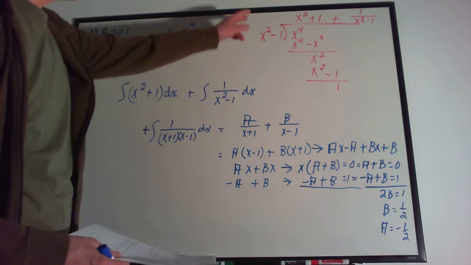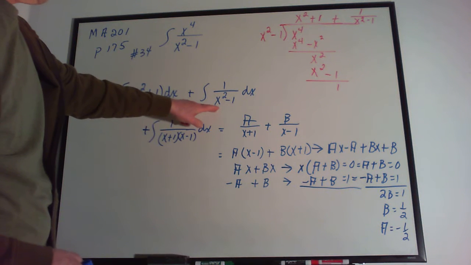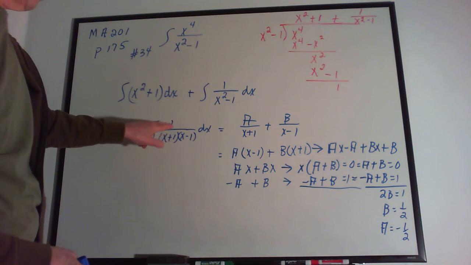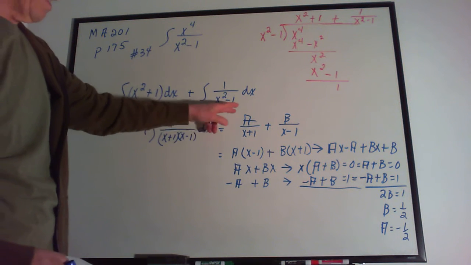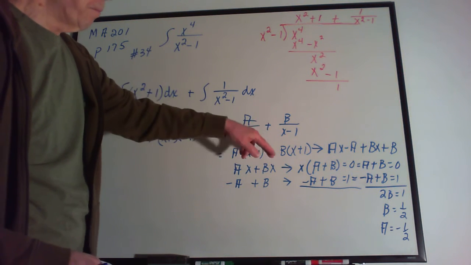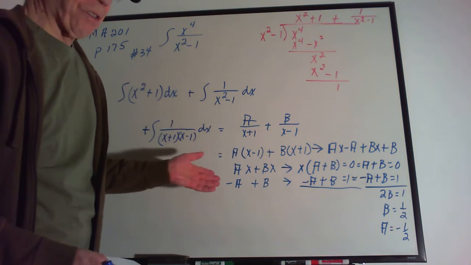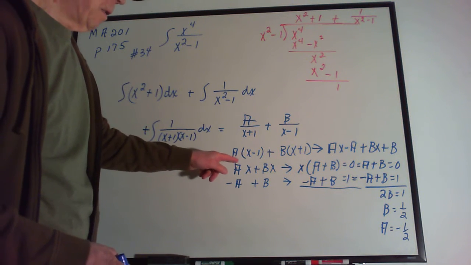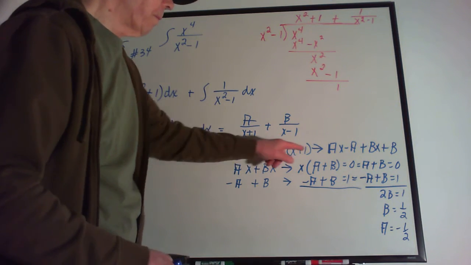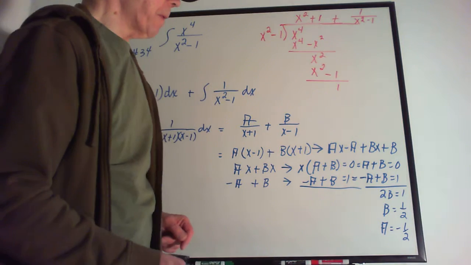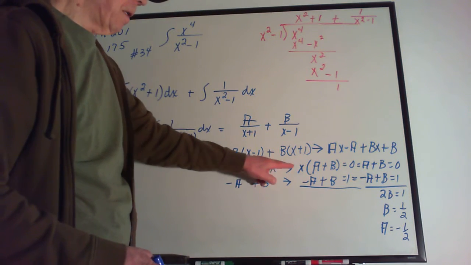All right, so I divided through, I get x squared plus 1. Using the partial fractions, I'm going to factor this into 1 over (x plus 1)(x minus 1) equals A over x plus 1 plus B over x minus 1. Basically, I'm just going to cross multiply. So I get Ax minus A plus Bx plus B. I group the x's together.